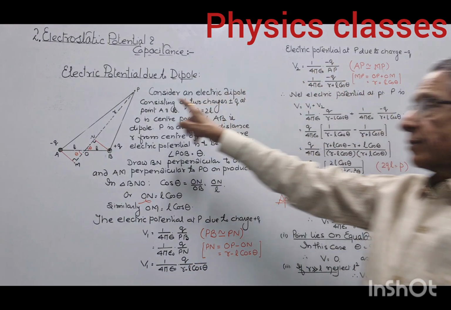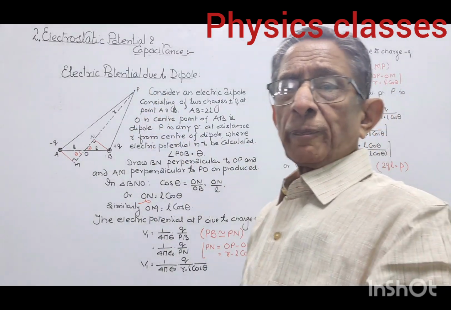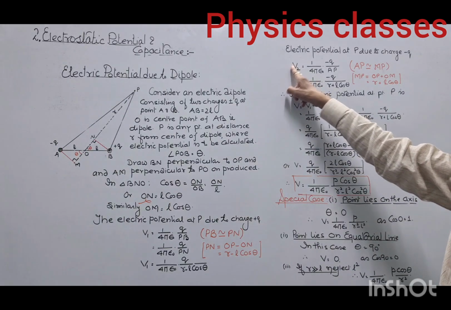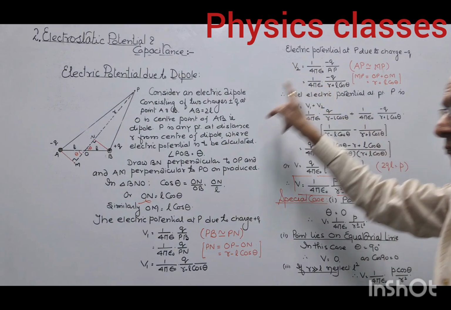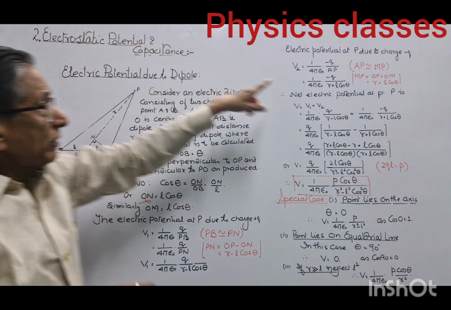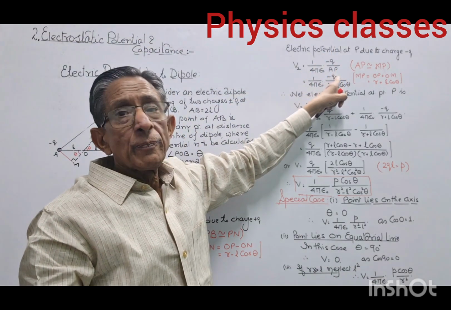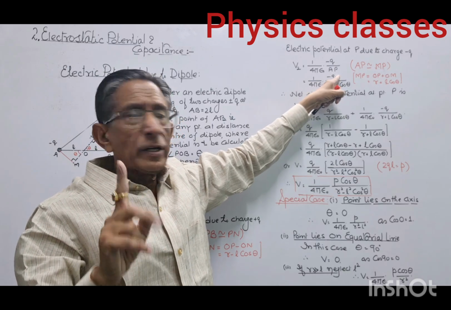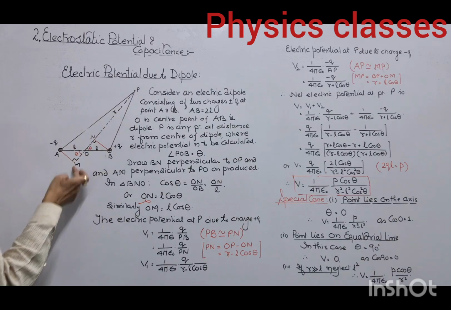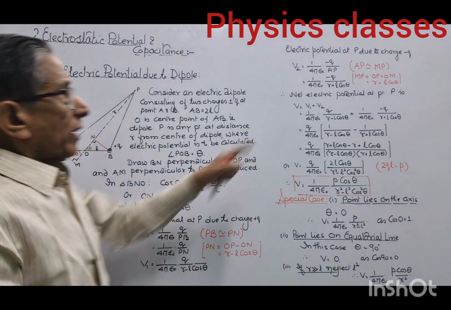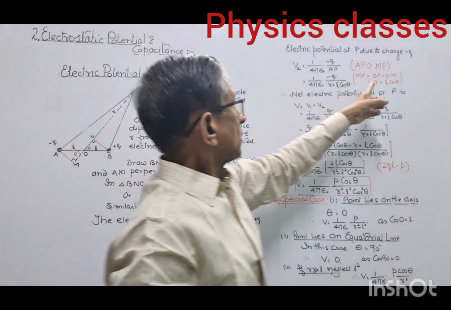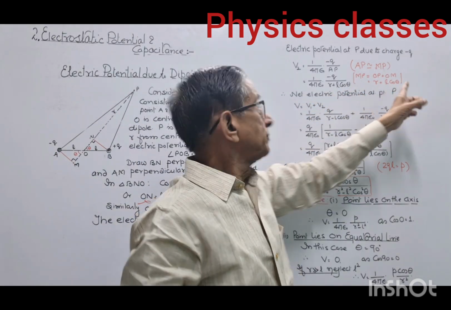Now I calculate electric potential at the point P due to the charge at point A. V2 is equal to 1 upon 4 pi epsilon naught. Here the charge is negative, so I have written minus q upon AP. AP is approximately equal to MP, and MP is equal to OP plus OM, that is r plus l cos theta.